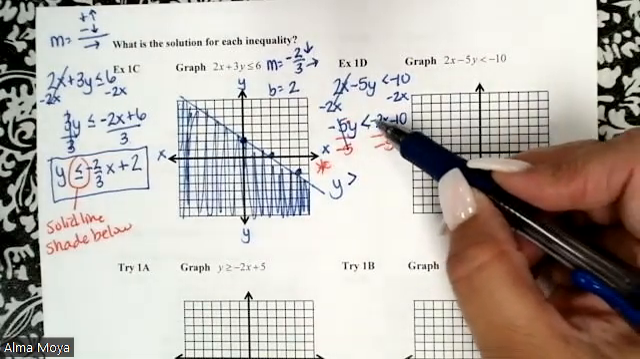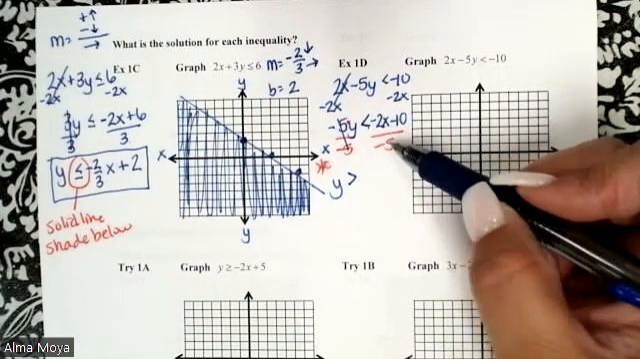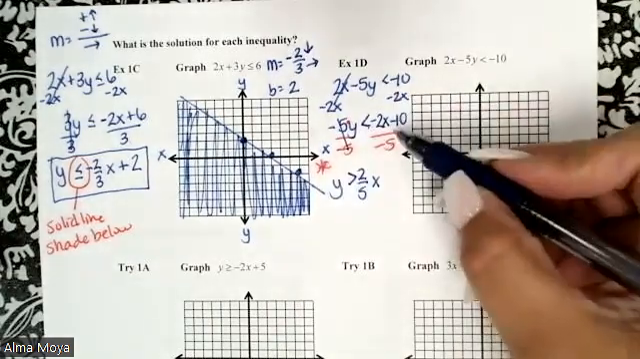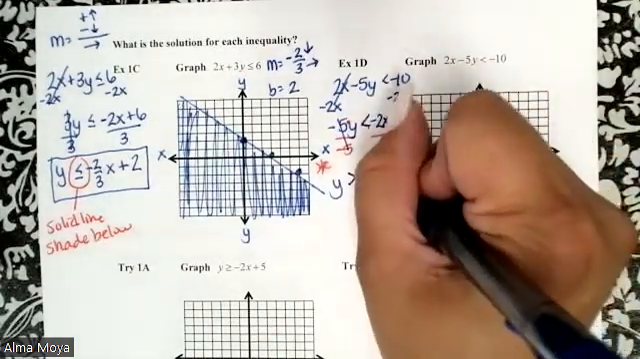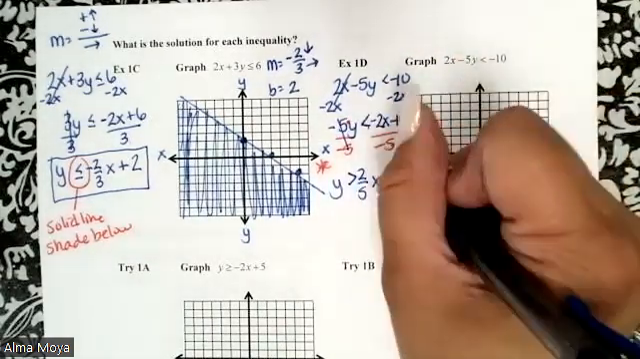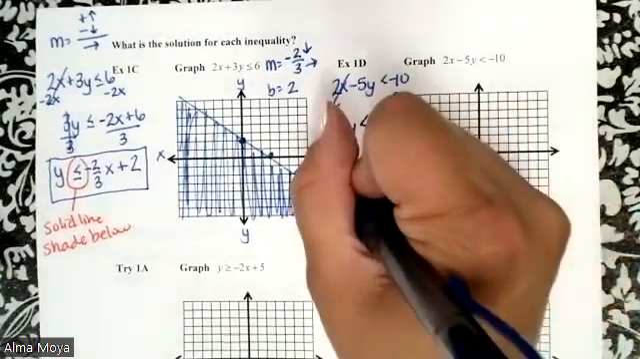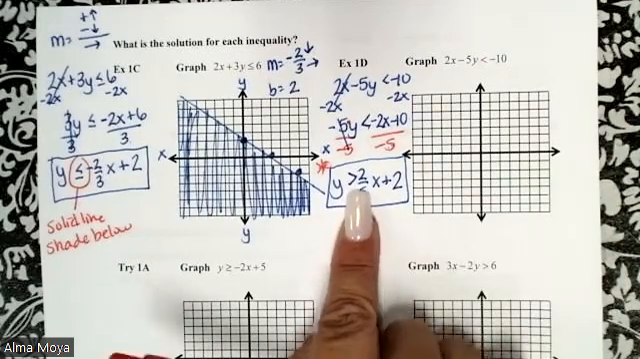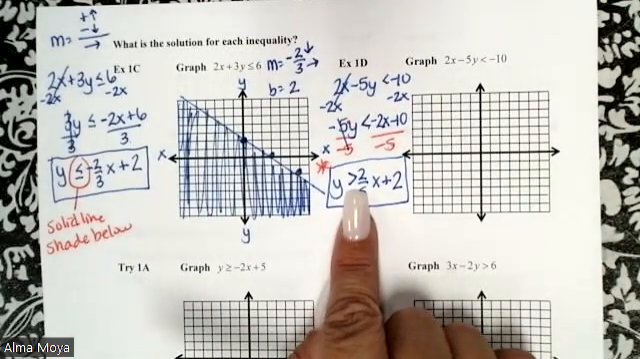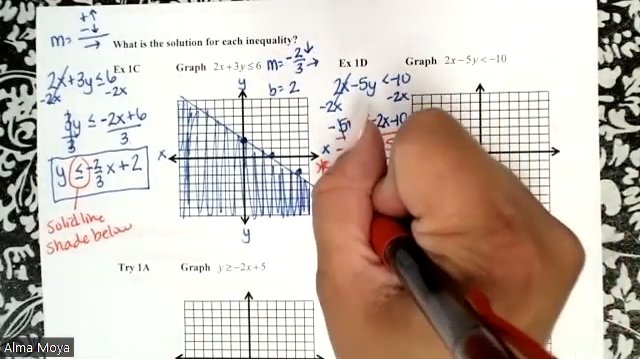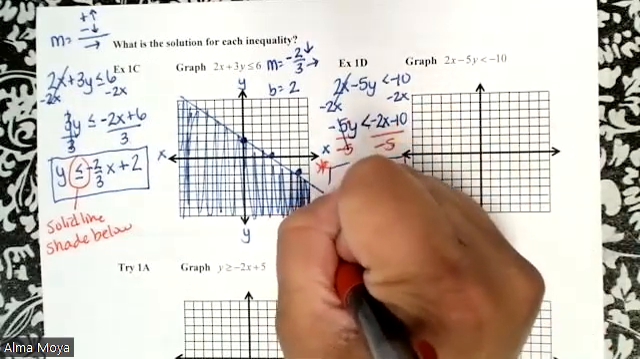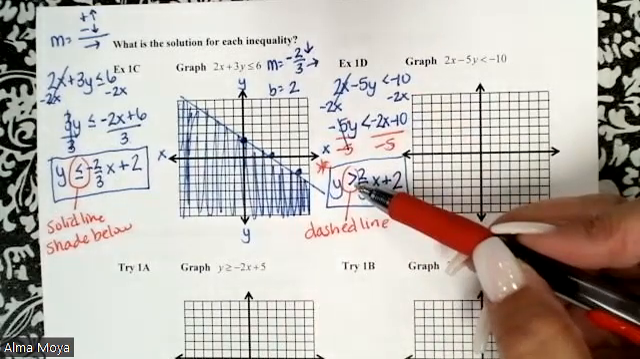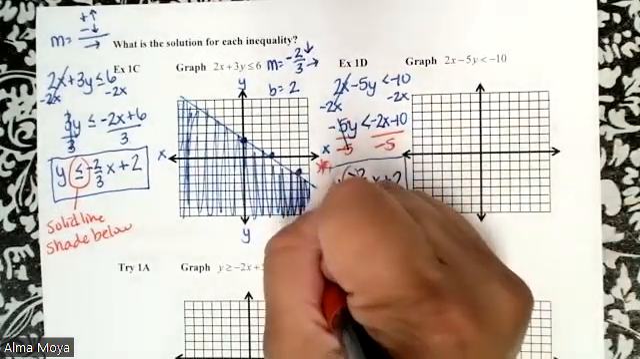And then right here, a negative divided by a negative makes a positive, and that's 2 divided by 5, so that's 2 over 5x. And then right here, a negative divided by a negative is a positive, and 10 divided by 5 is going to be the number 2. So this is what you are graphing. There is no line on the bottom, so that is going to be a dashed line. And then that makes a greater than symbol, so you need to shade above the line.